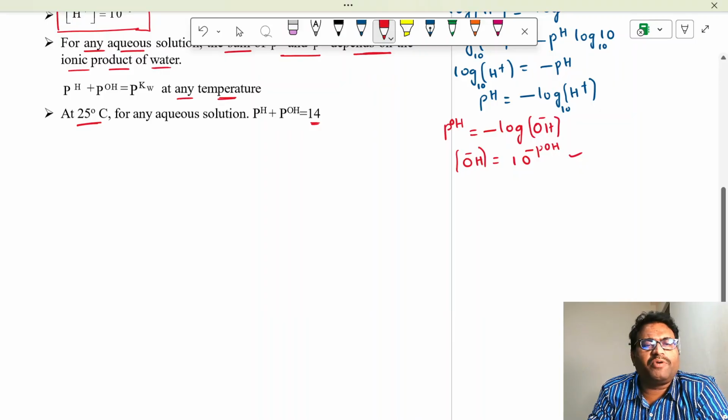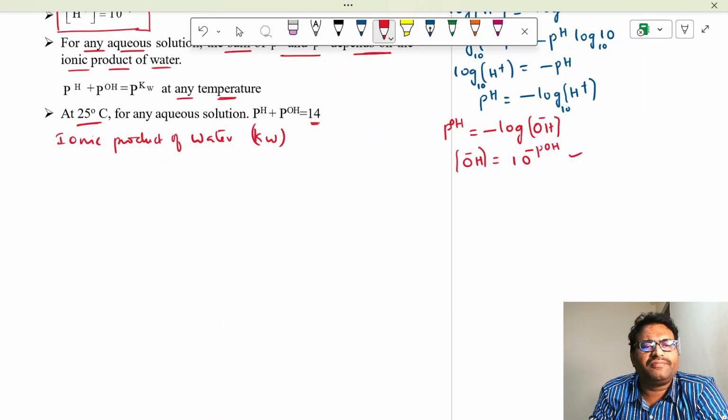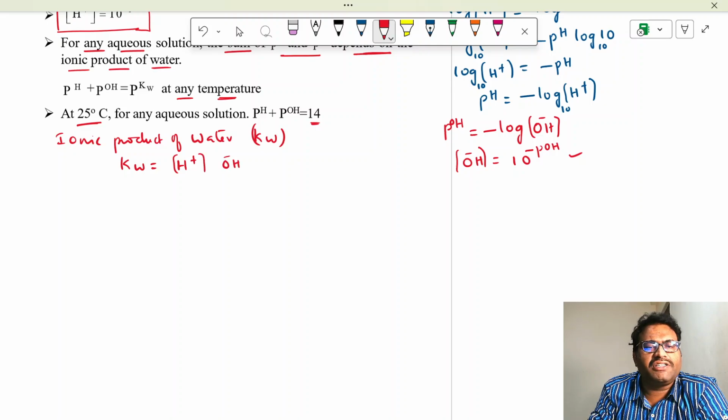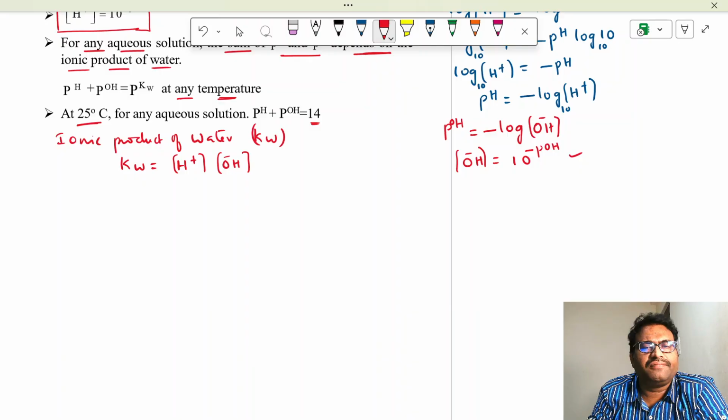We know the ionic product of water. What is that? The ionic product of water is represented by Kw. And we have studied that Kw is equal to H plus ion concentration into OH minus ion concentration.